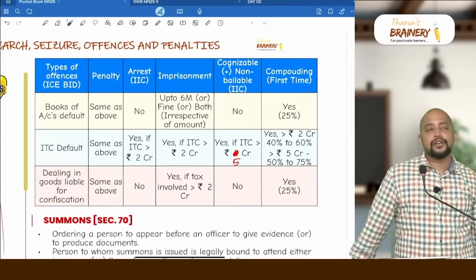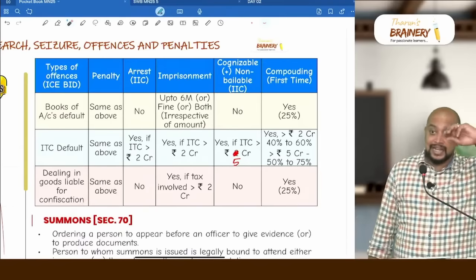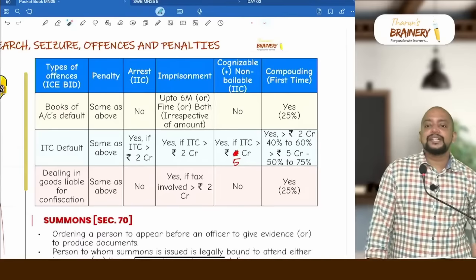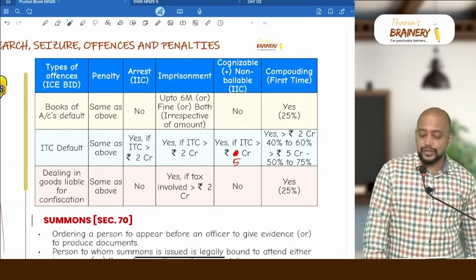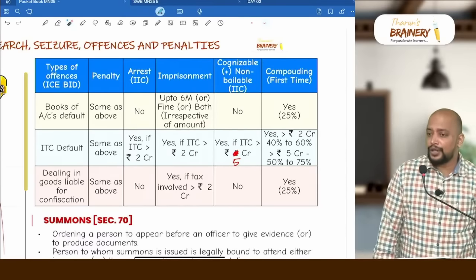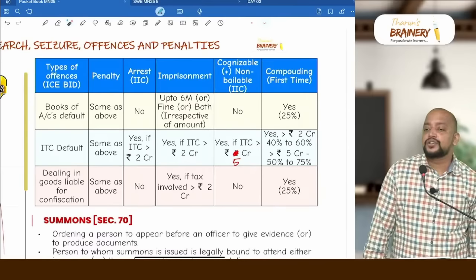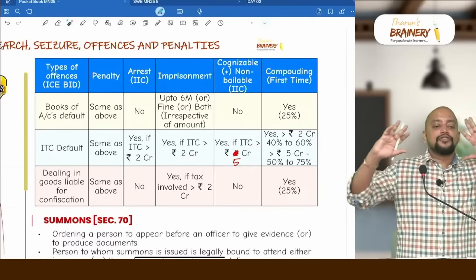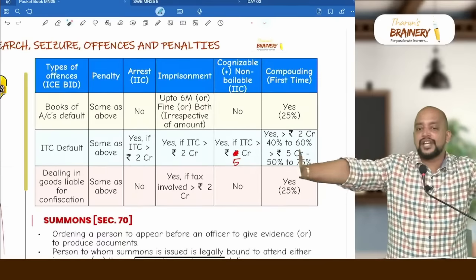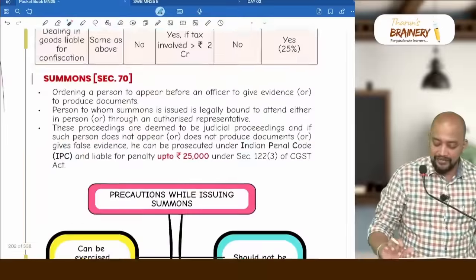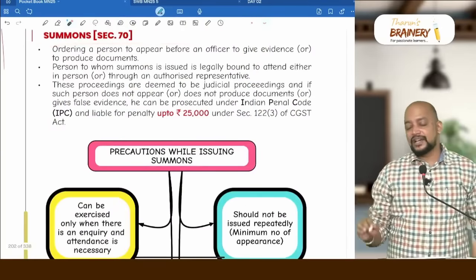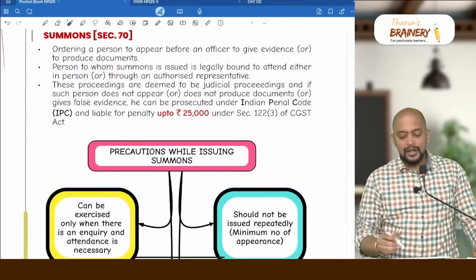Dealing in goods liable for confiscation, same penalty. Arrest, no. And imprisonment, yes, if it exceeds 2 crores. Cognizable and non-bailable, no. But what is the compounding fee? 25%. So whenever you get a confusion, just refer to this table so that all your doubts will be clarified. Then summons, the last section, section 70.